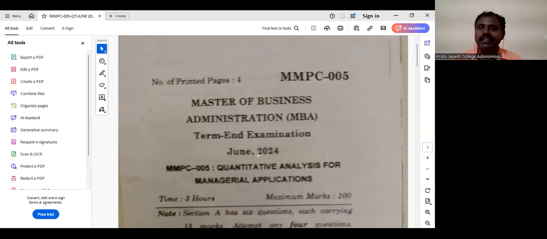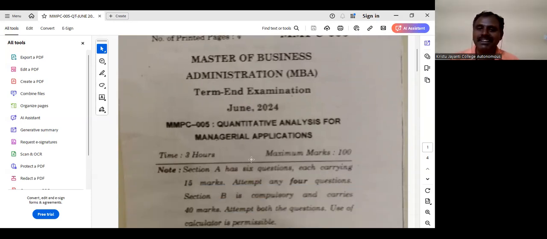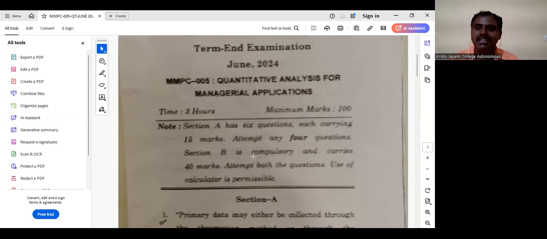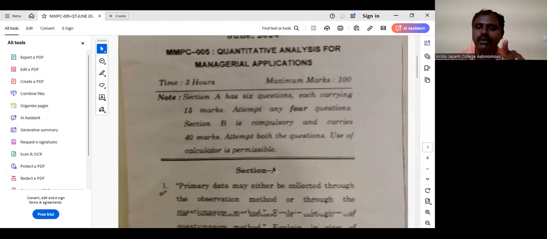Two months before, they conducted the exam for the January batch. I will show you the question paper, which is a little bit difficult. There are two parts. In one part they asked 15-mark questions, in another part 40-mark questions. Section A has 6 questions, each carrying 15 marks; you have to attempt any 4 out of 6. Section B is compulsory and carries 40 marks; you have to attempt both questions. Use of a calculator is permissible, but they didn't specify whether it must be a scientific calculator.